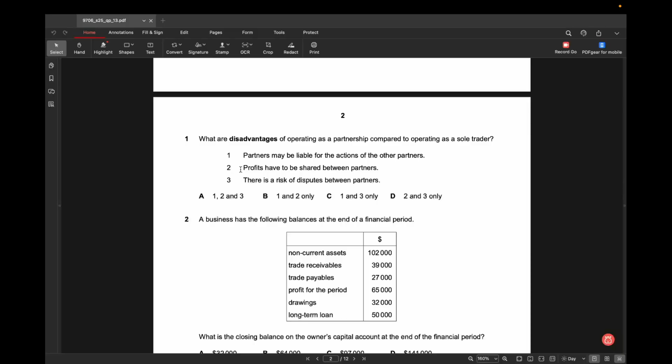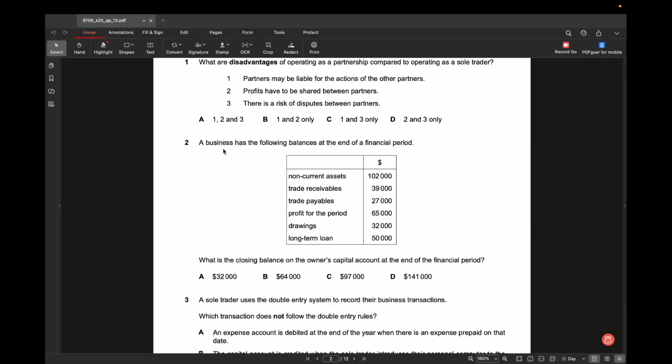Number 2, profit to be shared between the partners. So partners have to share the profit. So that is one of the disadvantages. And third one, there is a risk of dispute between partners. Yes, if we don't have a proper agreement or if partners have different views, then there could be a dispute in the future. So all these three are the disadvantages of partnership. So the correct answer for question number 1 is A, 1, 2 and 3.